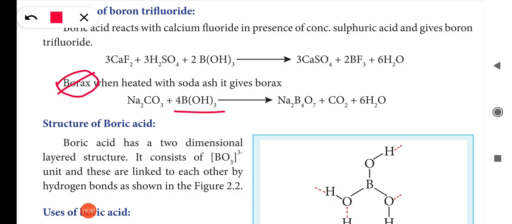When boric acid reacts with soda ash, this is soda ash, sodium carbonate, Na2CO3, also called soda ash. Soda ash is the commercial name, sodium carbonate is the chemical name. So when boric acid is reacted with sodium carbonate, which is basic in nature, while this is acidic in nature, by reacting together it will form borax, which is a salt, along with release of carbon dioxide.